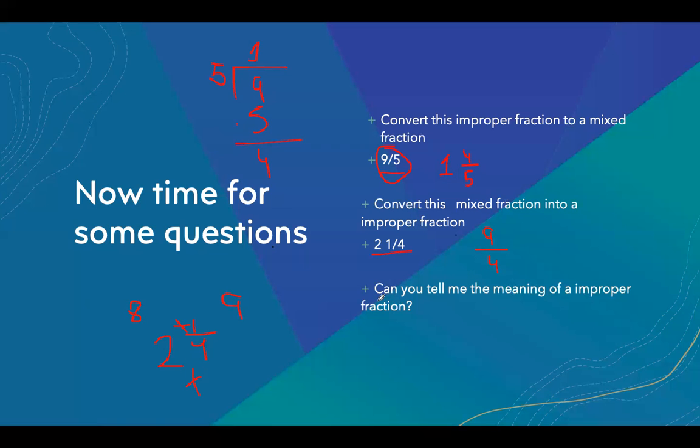Now let's look at the third question. Can you tell me the meaning of an improper fraction? That's supposed to be an improper fraction, but it's fine. So now I'll say the meaning. An improper fraction is one in which the numerator is greater than the denominator.